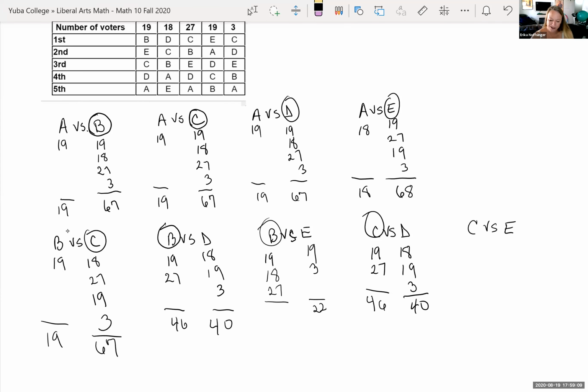C versus E. So E wins with 19. C versus E, they get 18 for E. C gets 27, oops. Sorry, why did I give E? Let me go back. 18 goes to C, which goes over here. 27, I was giving E the points when I shouldn't have. And then 19, E gets that 19. And C gets the 3. So 58 and 38. C versus D, 3 should go to C. You're right, 3 should go to C.